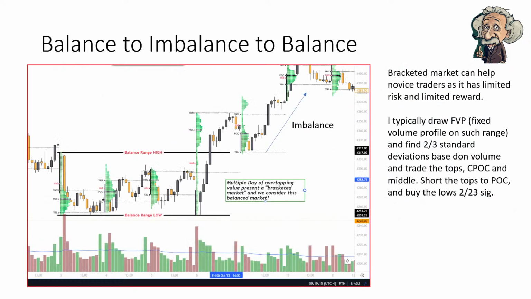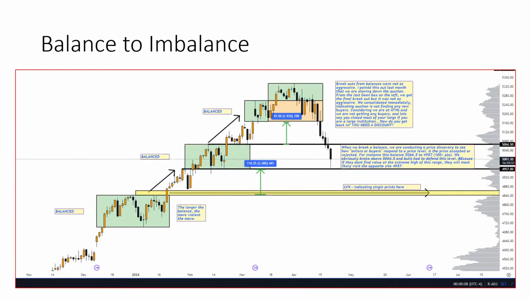And here's just a quick sample from the charts itself. When you have a bracketed or balanced market, right? Market always goes balance to imbalance, balance to imbalance, just like we did with ES from the 5300s, right? So that's the example on that one.